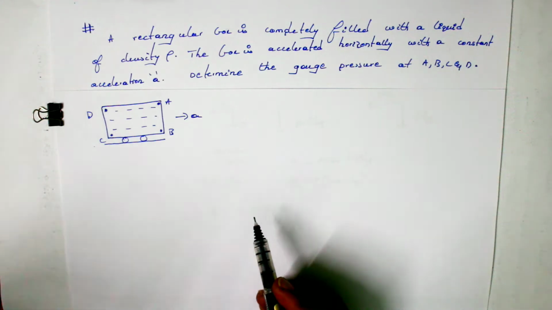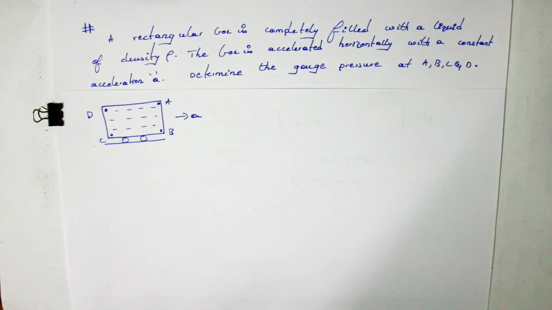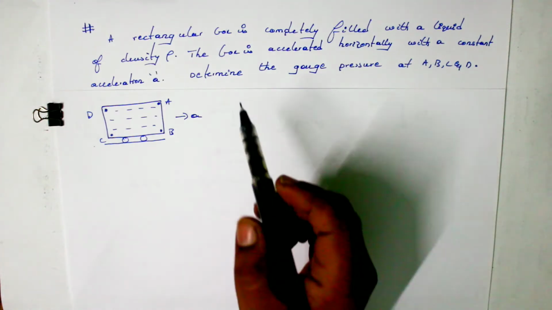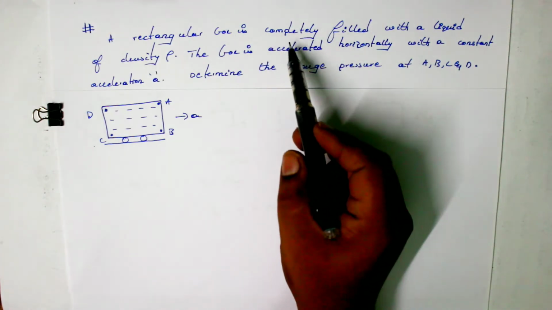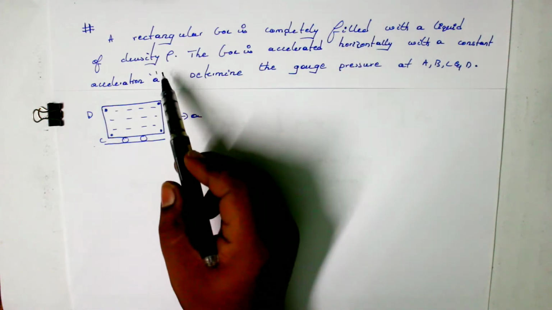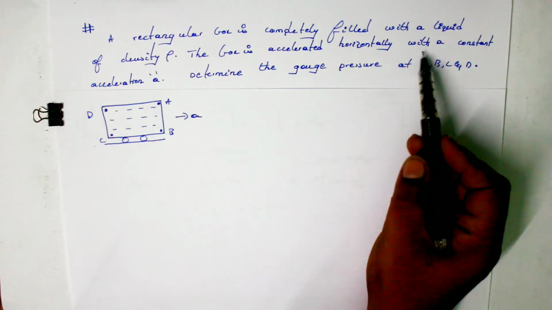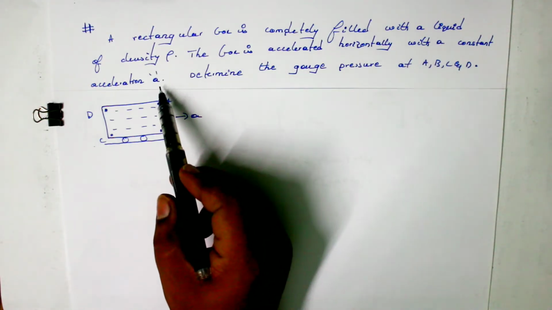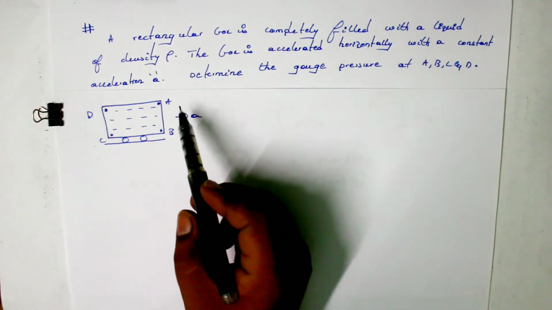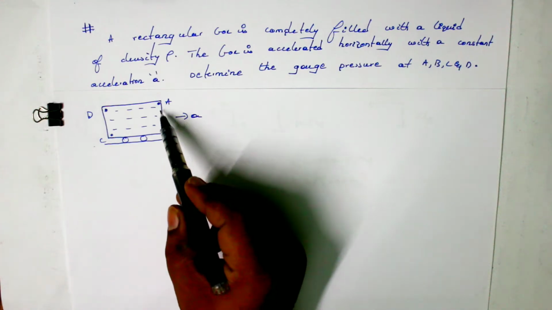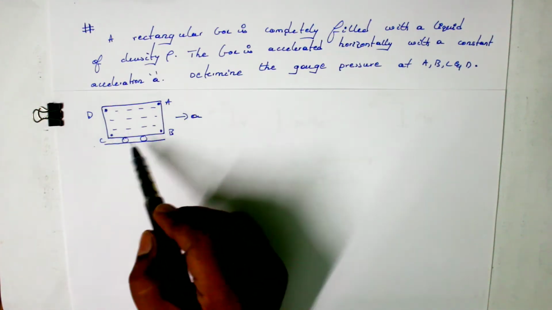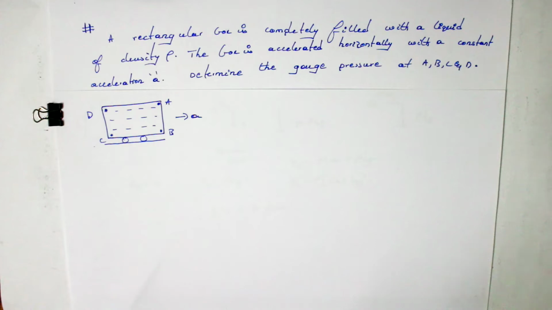Dear students, now let us see this question. We are doing some problems on pressure in an accelerated frame. A rectangular box is completely filled with a liquid of density rho. The box is accelerated horizontally with a constant acceleration A. Determine the gauge pressure at points A, B, C and D. At these 4 points we are supposed to calculate the gauge pressure.